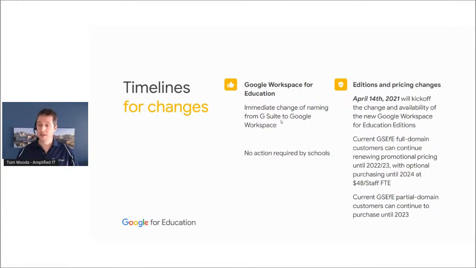And you can continue to purchase after that, not with the promotional pricing any longer, but when that expires, you then have the option to purchase at the current enterprise rate of $48 per staff FTE up until 2024 before having to move into one of these new editions like Plus or one of the other ones. So some good news there on timelines. And again, if you're partial domain, you can continue to buy those partial domains up until 2023 before having to look or move into one of these new editions.